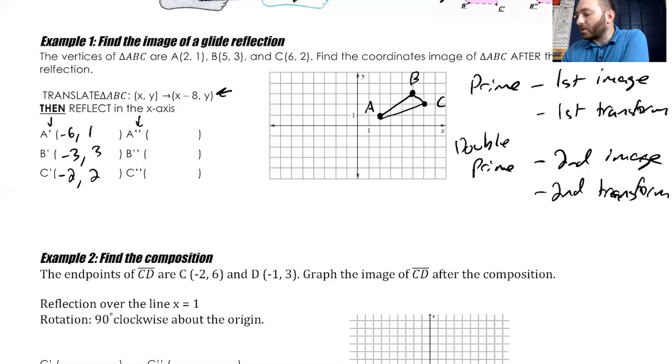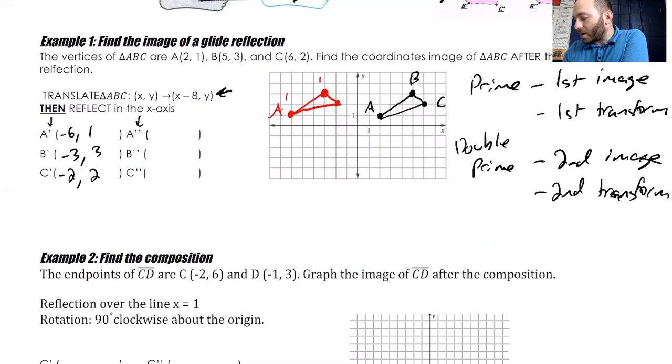I'm going to do a different color just so you can see the differences. So we've got (-6, 1): 1, 2, 3, 4, 5, 6. Then (-3, 3): 1, 2, 3 over, 1, 2, 3 up. And (-2, 2).